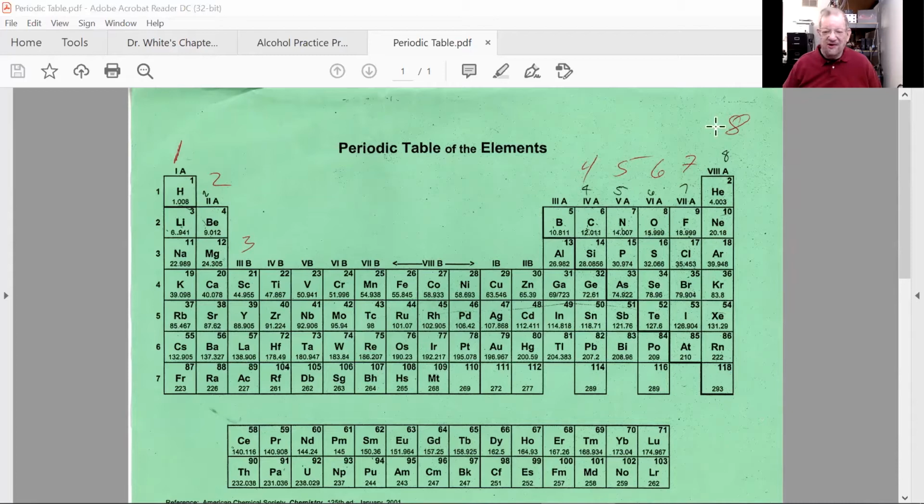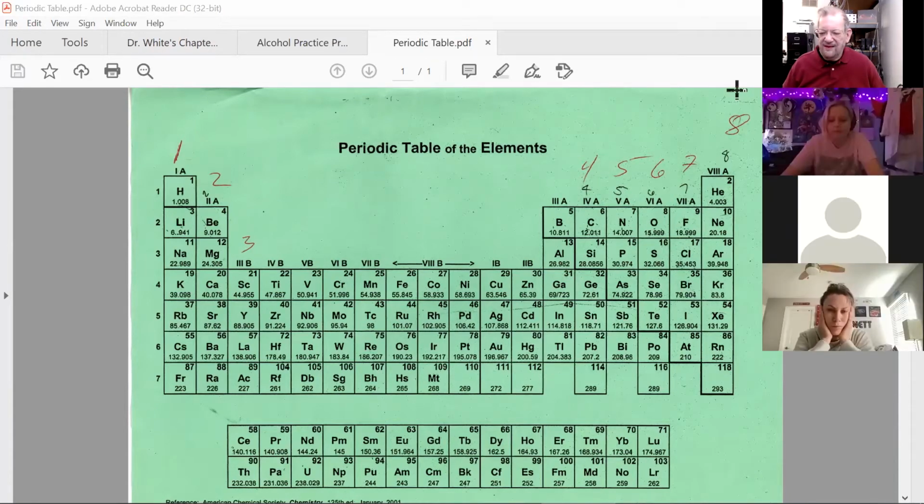I think somebody's already got the answer. All right, I think everybody's done. Question is, what ion will calcium form? Now, calcium is at 20 right here. That means the atomic number is 20. Calcium has 20 electrons, 20 protons.